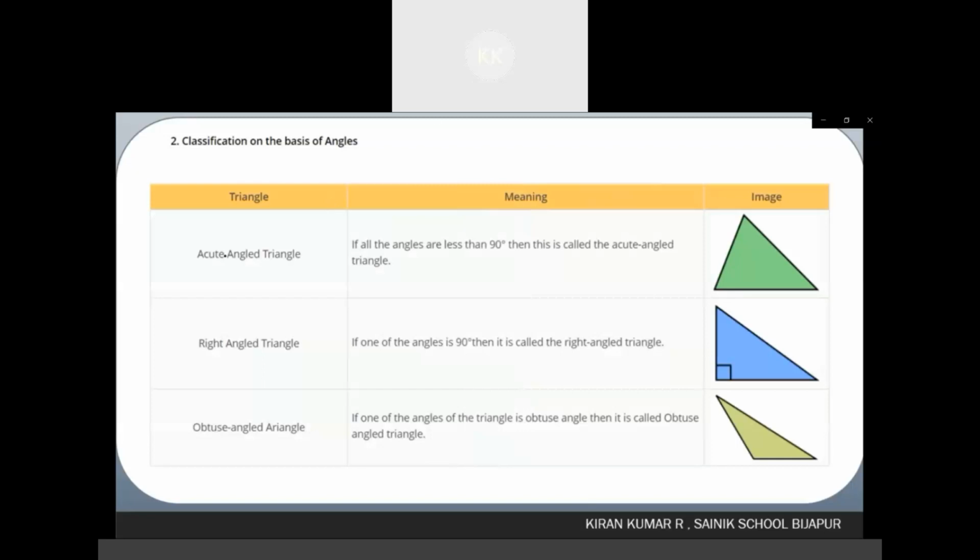Here, first one, the acute angled triangle. If I name the triangle as ABC, here angle A is less than 90 degrees, angle B is also less than 90 degrees, angle C is also less than 90 degrees. If all the angles are less than 90 degrees, then it is called an acute angled triangle.